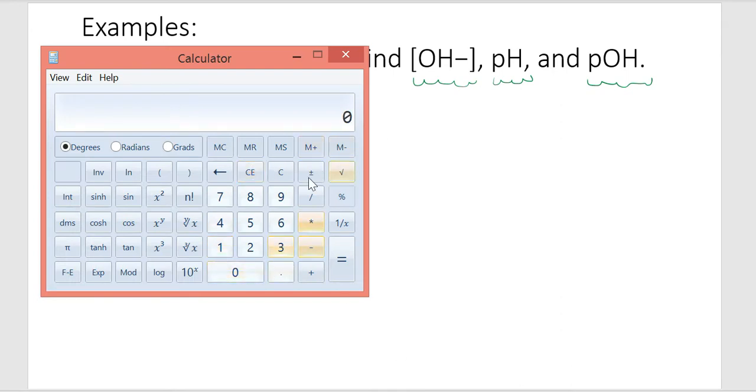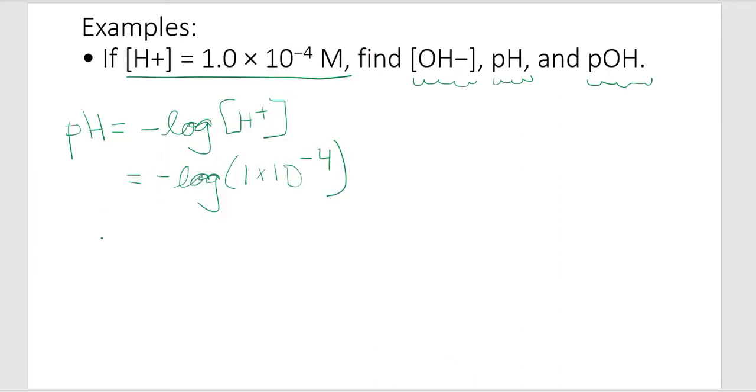So we have... let me redo that. Okay, so 1 times 4, there we go. I'm sorry, this is not the calculator I'm used to. I'm just going to give up on your calculators. Go ahead and practice this out.